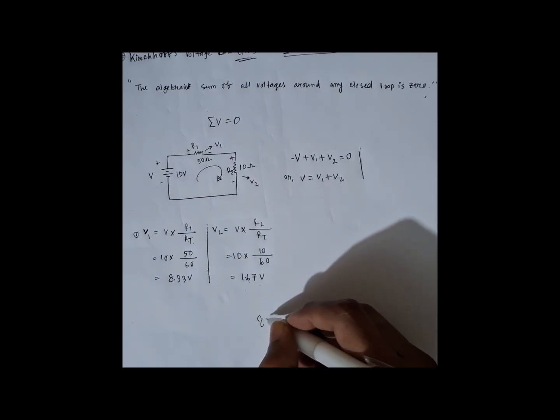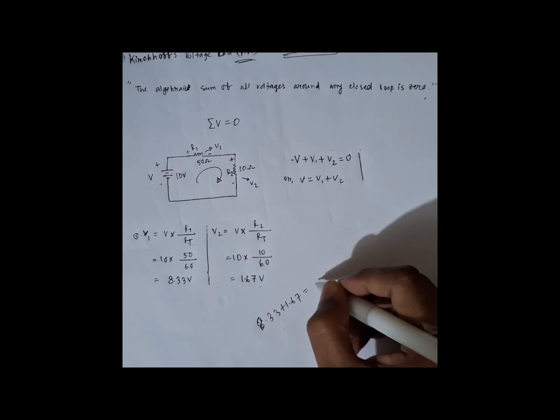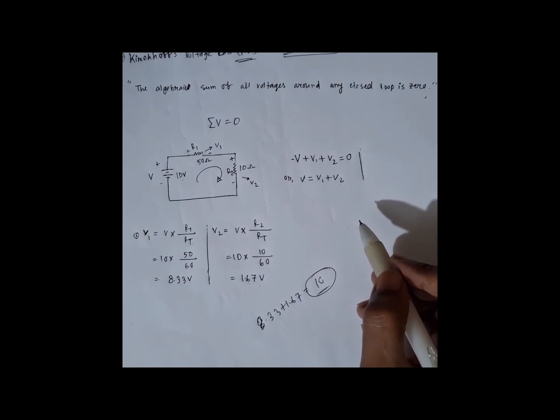If we sum these two, 8.33 plus 1.67 equals 10. So we find that our voltage drops equal the supplied 10 volt. Hence this is the mathematical proof of KVL.